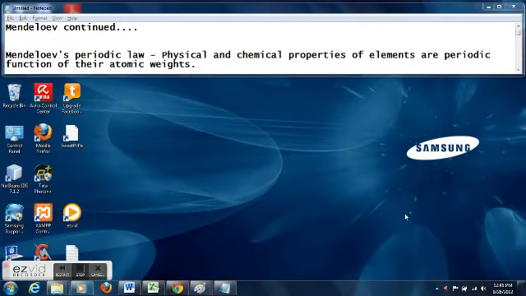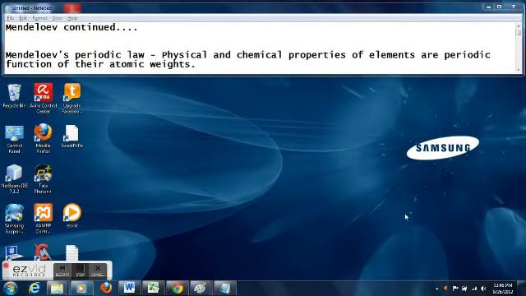But before I start, let me make one small correction. In my earlier tutorial, by mistake I mentioned Newton's law of octave. Actually it should be Newland's law of octave. Okay? Now let us discuss further about Mendelev's periodic law.